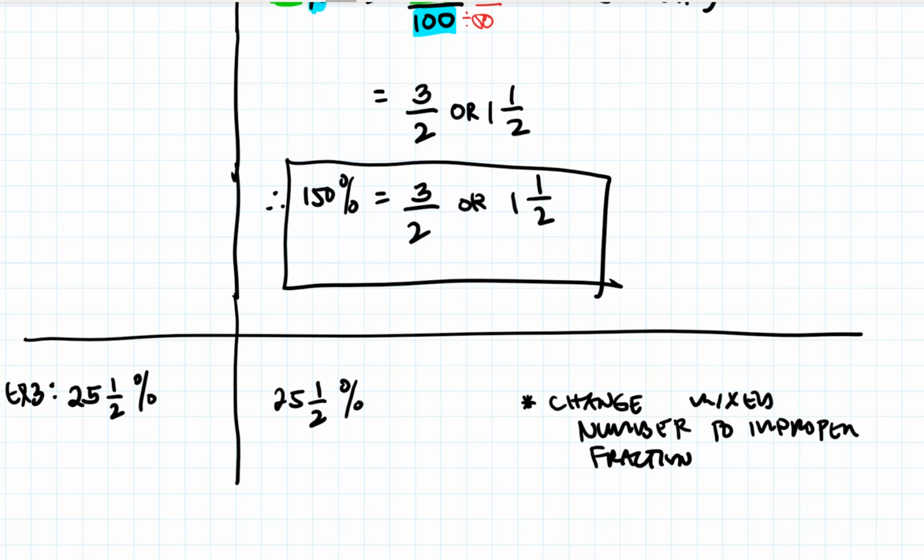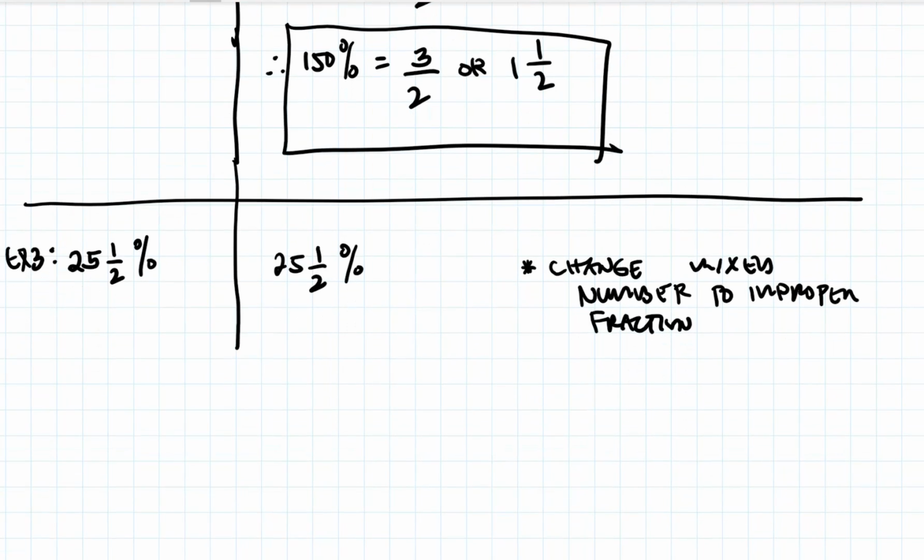If you can remember, how would we change 25 and 1/2 to an improper fraction? You have 25 times 2 gives me 50, and then plus 1, all over 2. So that gives me 51 over 2. So 51 over 2 is just equivalent to 25 and 1/2. So I can rewrite my 25 and 1/2 as 51 over 2%.